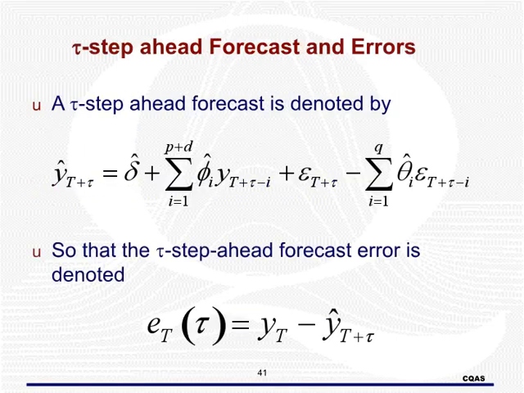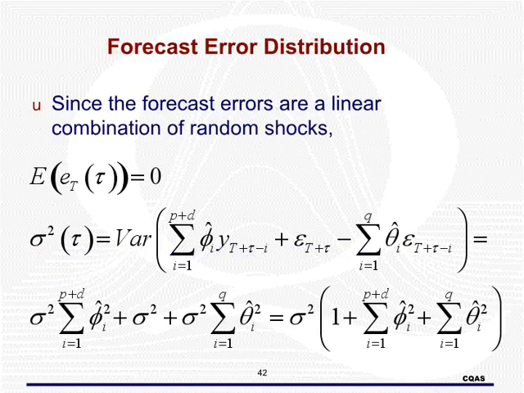For the ARIMA p,d,q model, the tau step ahead forecast is given in the slide. This leads to the tau step ahead forecast error. Notice that this really is no different than the forecast errors from the previous techniques, except how we get the forecast itself. Note that the forecast errors are just linear combinations of random shocks, so they have mean 0 and variance sigma square of tau. Now notice how we get the variance. What property needs to be true in order for this variance calculation to be valid?